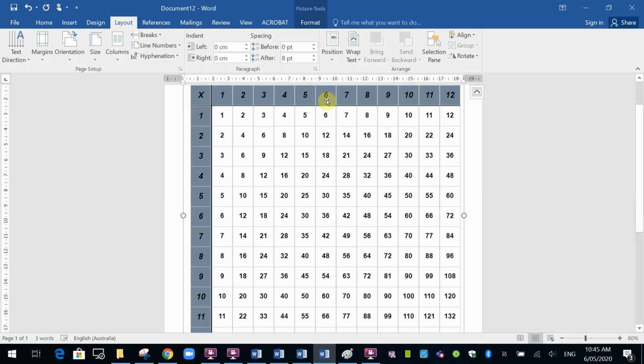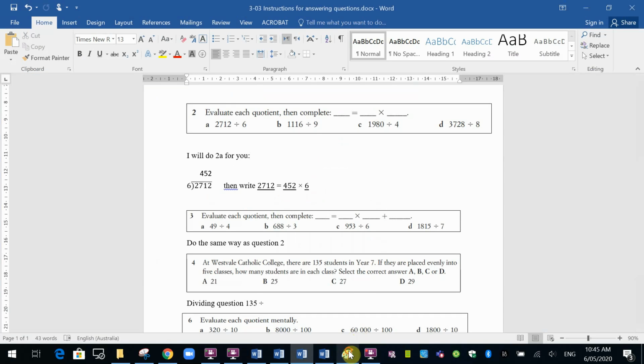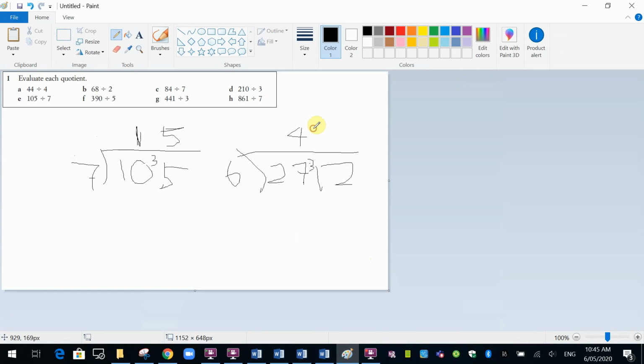Dividing by 6, so we've got to find 31. Not there. The closest one to it underneath is 30. 30 divided by 6 is 5. Where's Paint? There it is. 5. 5 times 6 is 30. Oops. With 1 left over.